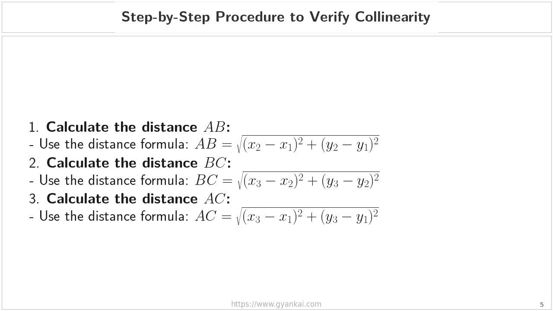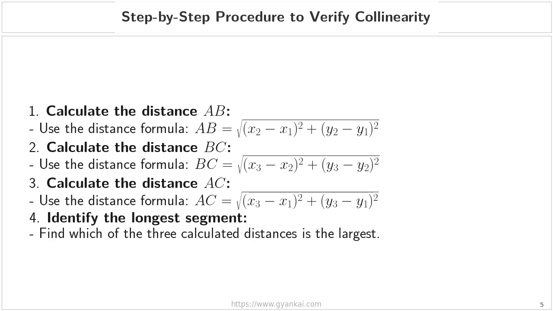Step 3. Don't stop there. You must also calculate the distance between points A and C again. Using the distance formula, you'll find the square root of the quantity x sub 3 minus x sub 1 squared plus the quantity y sub 3 minus y sub 1 squared. Step 4. Once you have these three numerical values, look at them closely and identify the longest segment. You are looking for whichever of the three calculated distances is the largest.